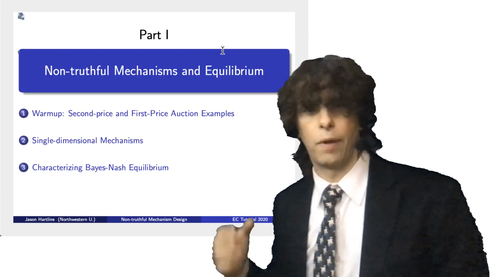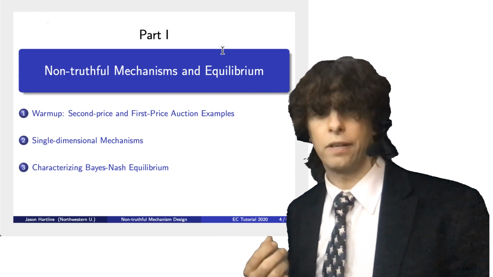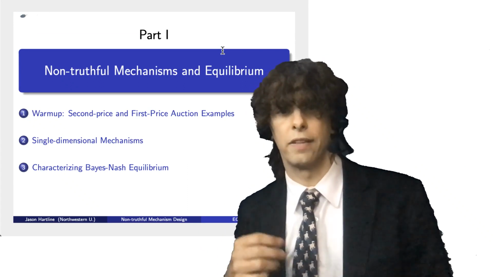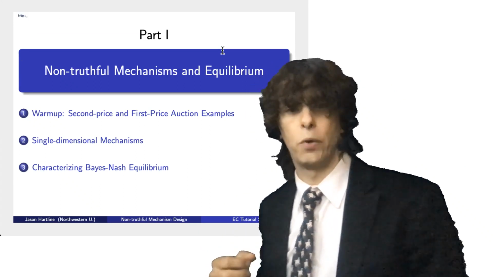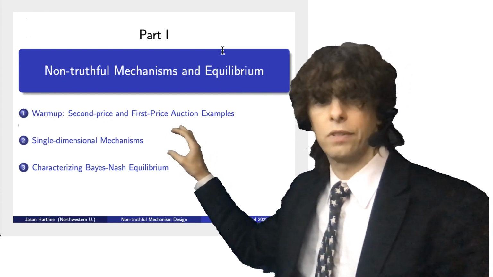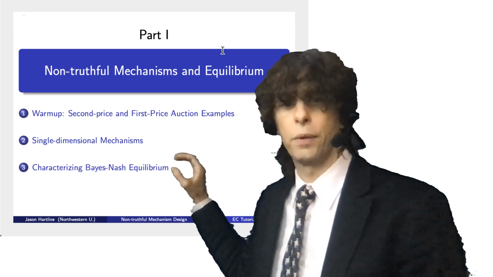Okay, part one, we're going to be talking about non-truthful mechanisms and their equilibria. I'm going to warm up with a simple discussion of the first price auction and the second price auction. Then I'm going to review general frameworks for thinking about single-dimensional mechanisms. And finally, I'm going to present the characterization of Bayes-Nash equilibrium.